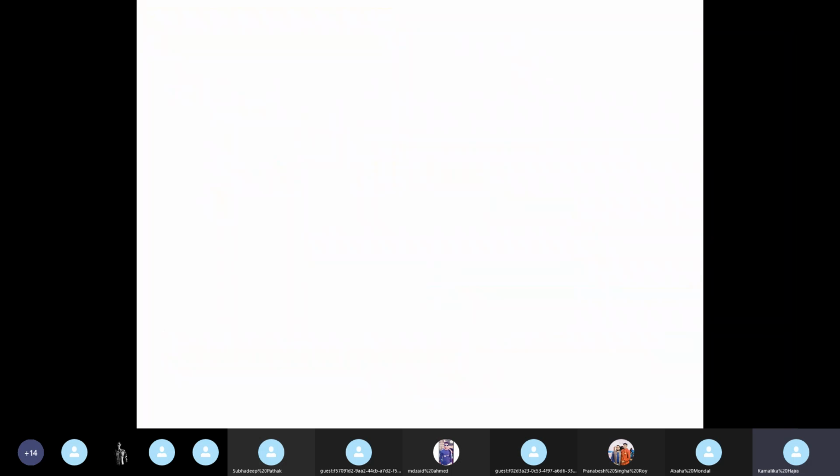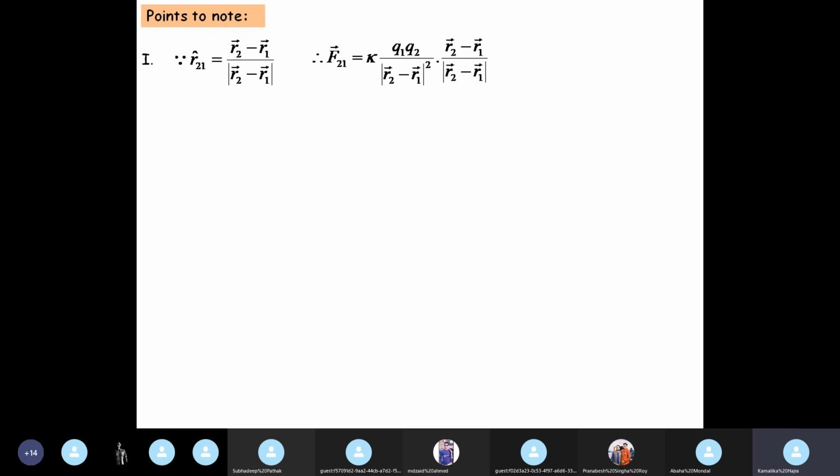Next, certain points to note. First, the unit vector in the direction of r21 is given by this, right? R2 minus R1 by mod R2 minus R1. So remember that if you are trying to calculate the force and you know only R1 and R2 and you don't know the value of r21, this is the formula that you will be using. We are just substituting the r21 unit vector by this representation here.